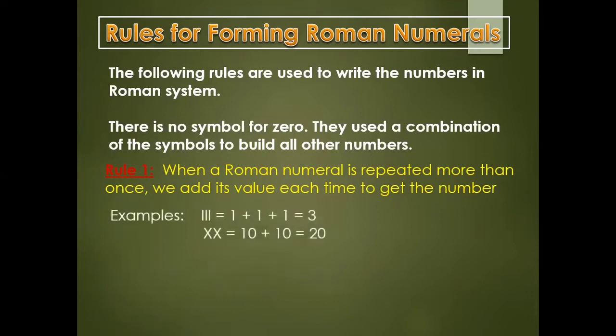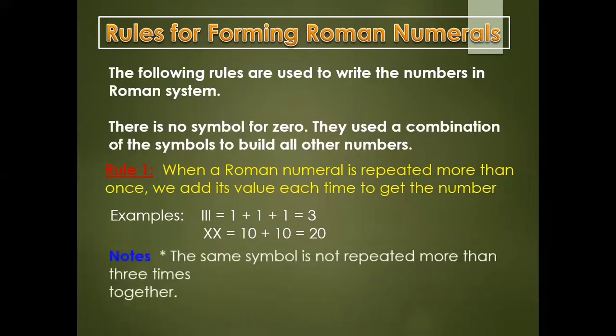So I is repeated 3 times over here. So the value of I is added 3 times. So 1 plus 1 plus 1 will become 3. So III is nothing but 3. X 2 times means we have to add the values 2 times. 10 plus 10 will become 20.